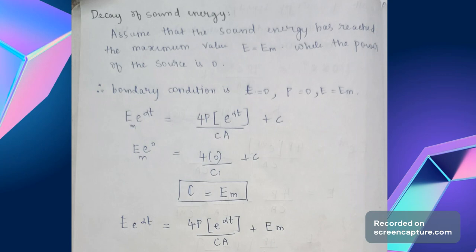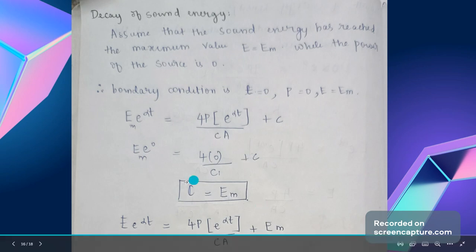which would give us Em into e power 0, equal to 4 into 0, because this entire P term becomes 0, plus C. So C is equal to Em. We can substitute this constant value again in expression 11, which gives E into e power alpha t is equal to 4P into e power alpha t by CA plus Em.